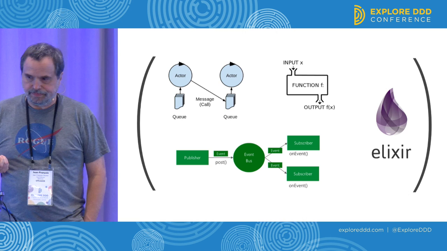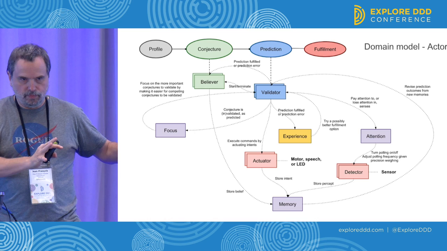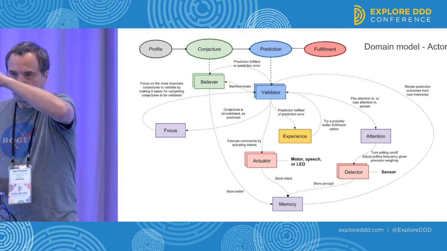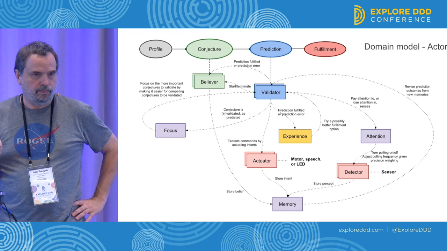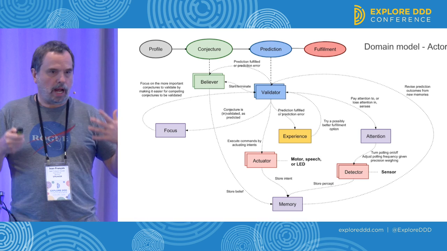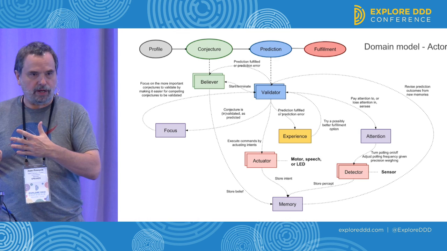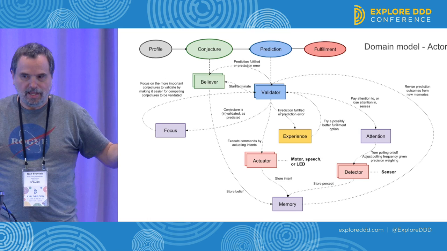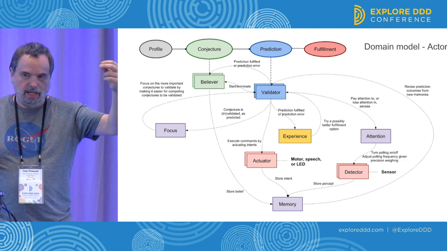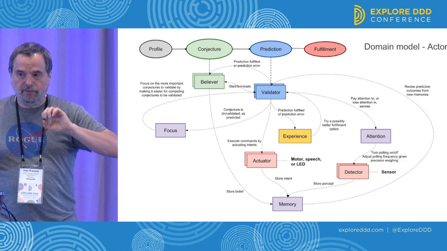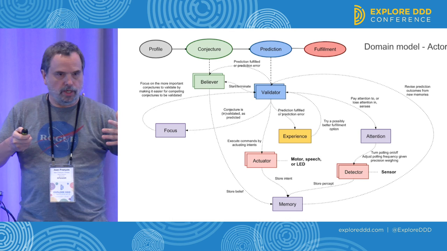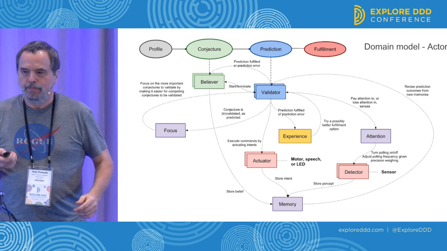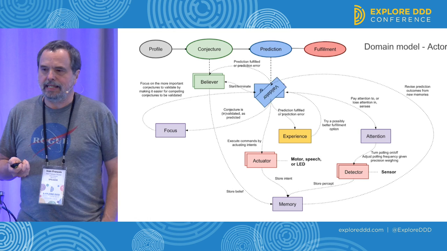Now let's look at my domain model from the actor's point of view, or agents, as we say in Elixir, and how they correspond to my data model. For each conjecture, I'll have a believer. And the job of the believer is to verify if we are actually believing in that conjecture. And that believer will be managing a bunch of validators, one for each of its predictions. And the validator's job is to see if the prediction is fulfilled. If not, generate a prediction error. If so, generate a prediction fulfilled. These are events, by the way. And if it's not fulfilled, then engage and use one fulfillment option, execute it. Hopefully, that will fulfill the prediction. So, one believer per conjecture, and one validator per prediction.